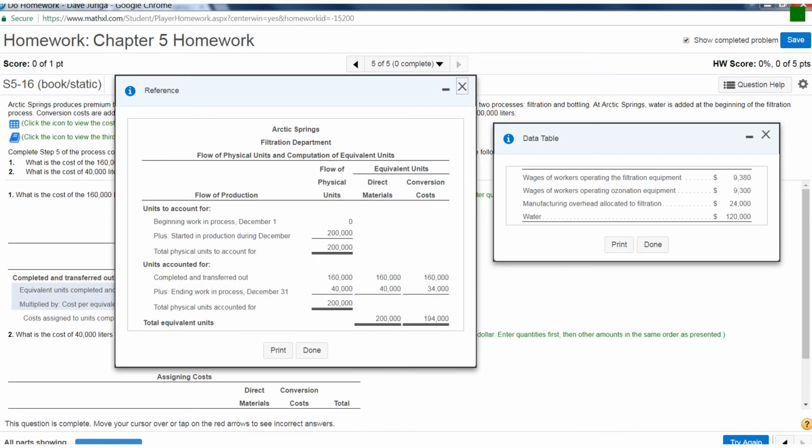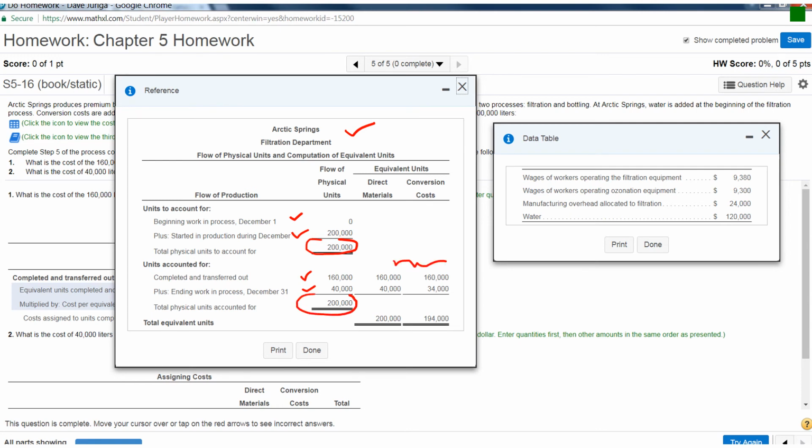Okay, in this part, I'm going to walk you through the data. You've got all the units summarized in terms of how to get the equivalent units. Notice they started the month with 0 units. They added 200,000, so your total physical units are 200,000. They completed and transferred out 160,000. Ending WIP was 40,000. Notice these two again add up to the 200,000.